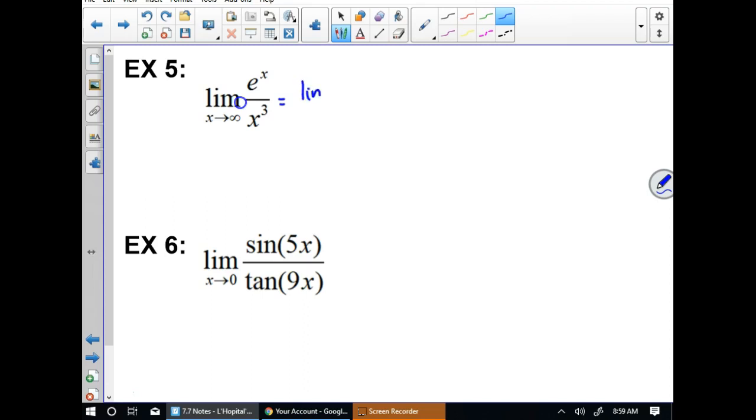So if I get something like this, I could use L'Hopital's rule. So if I did this, limit as x approaches infinity, what's the derivative of e to the x? E to the x over 3x squared, which still, I'm getting infinity over infinity if I plug that in. You can use L'Hopital's rule more than once. So I could take the limit as x approaches infinity of e to the x over 6x.